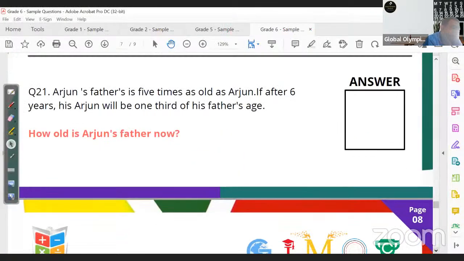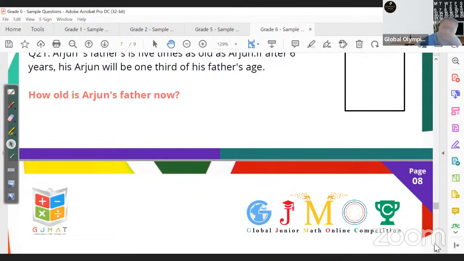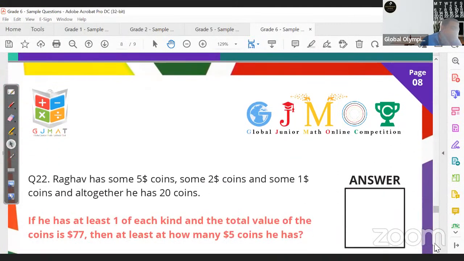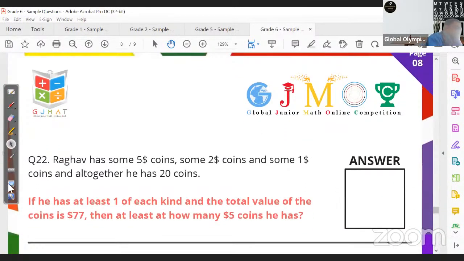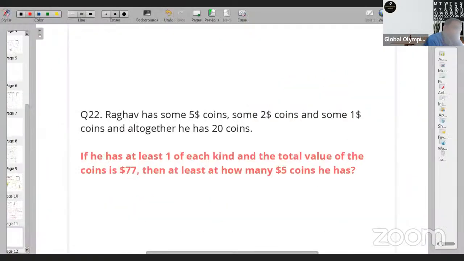Question 22. Try this one. This one is a little challenging.